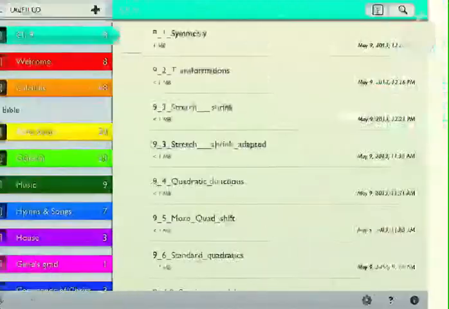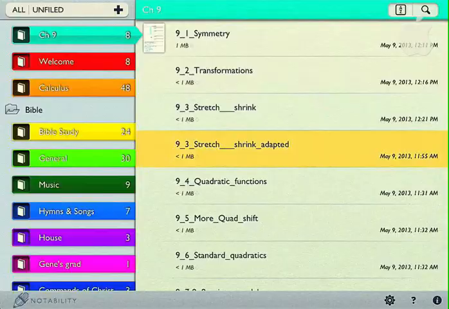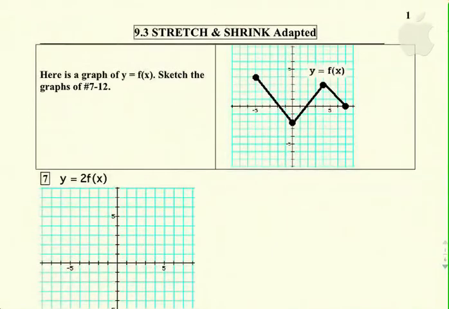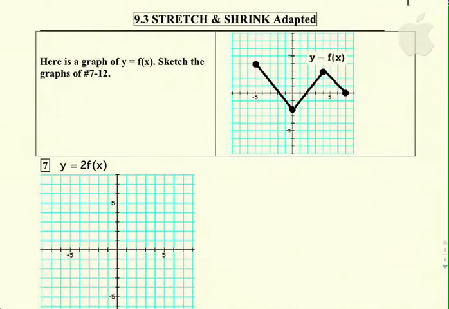Okay, let's go to the adapted one. This is the same handout 9.3. I just structured it so we'd always see our model. The model graph being what we have right there. Well, it'd be a good idea to know these points.